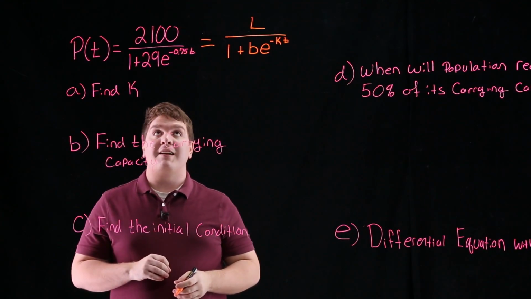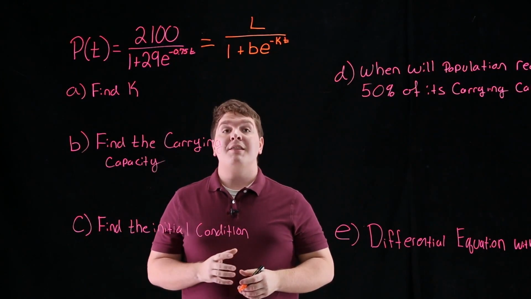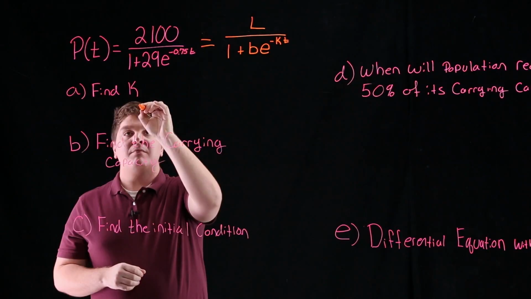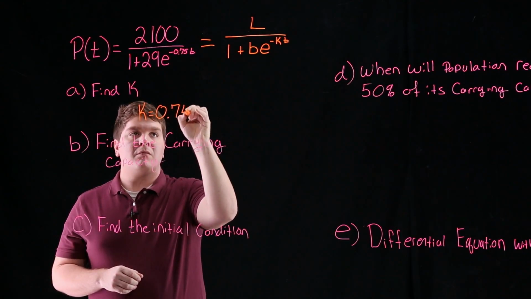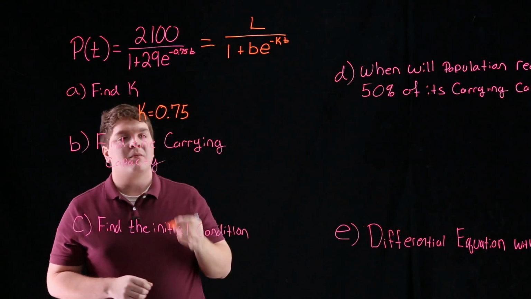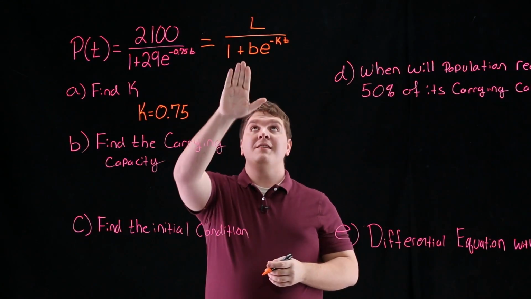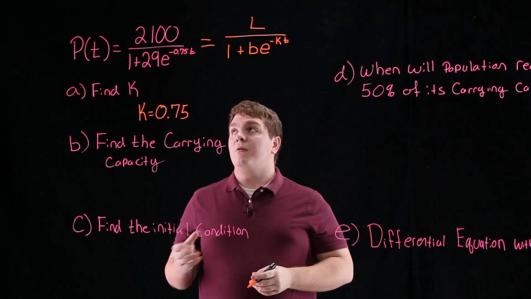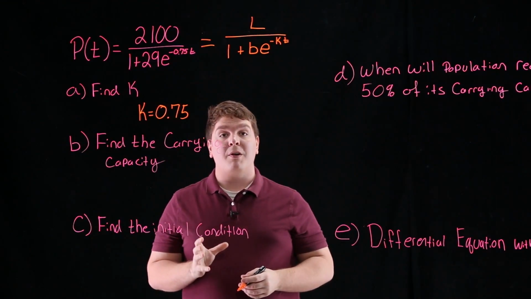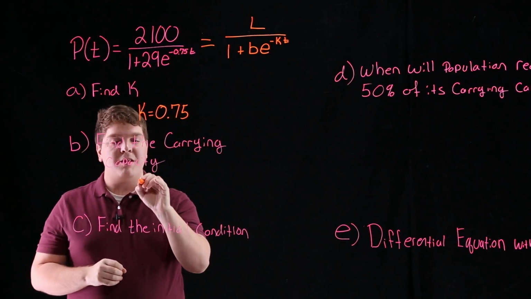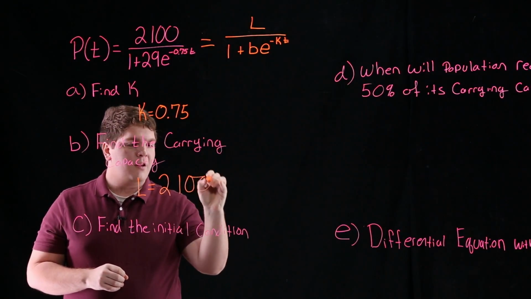So first, we're asked to find k. So looking at this problem, we see that k is equal to 0.75. Next, we're asked to find the carrying capacity. Well, we know that in this case, the carrying capacity is L. So looking at our logistic equation, we see that L is equal to 2100. So we have the carrying capacity, L, is equal to 2100.